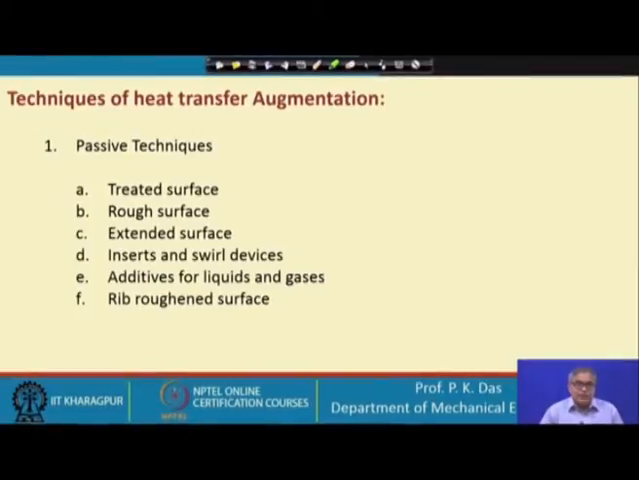So, techniques of heat transfer augmentation, a class of technique that is known as passive techniques. As the name suggests, in this technique we do not need any auxiliary power. We have some design modification, and with the design modification we can have the heat transfer augmentation.